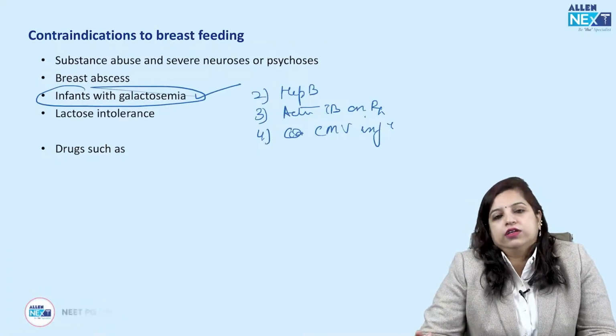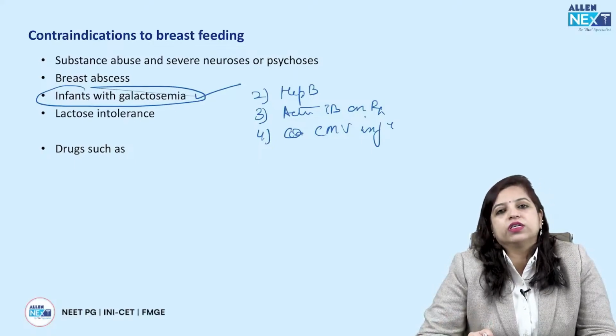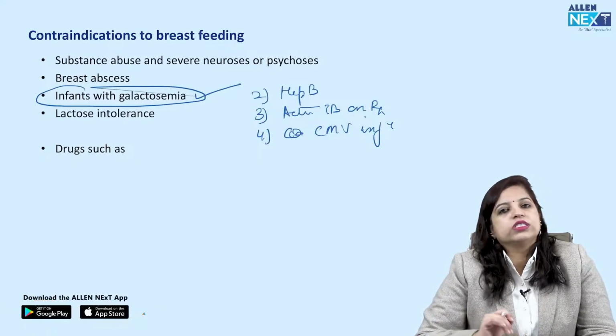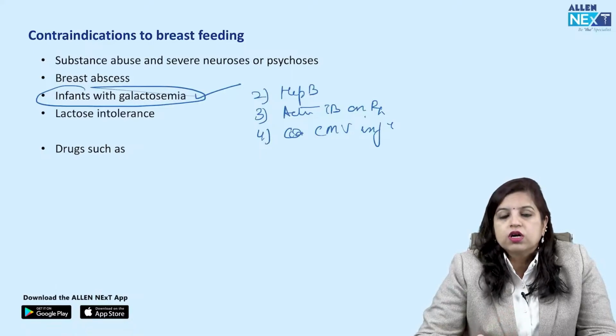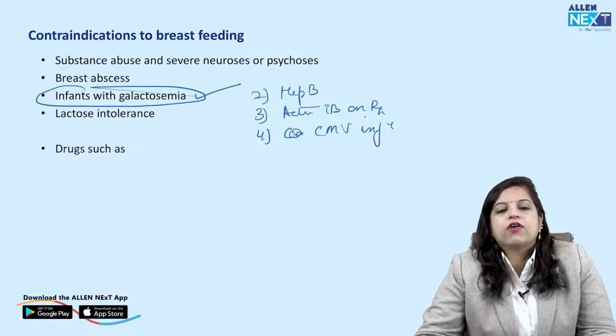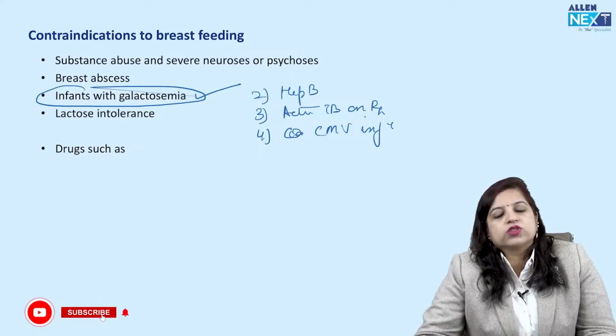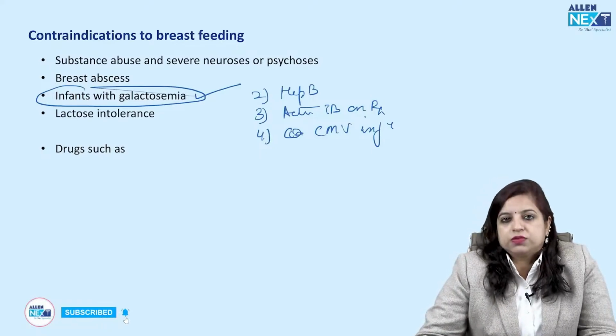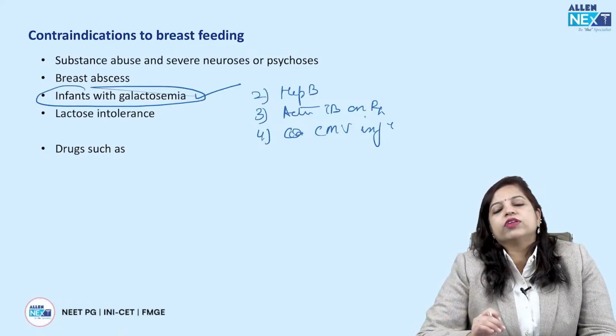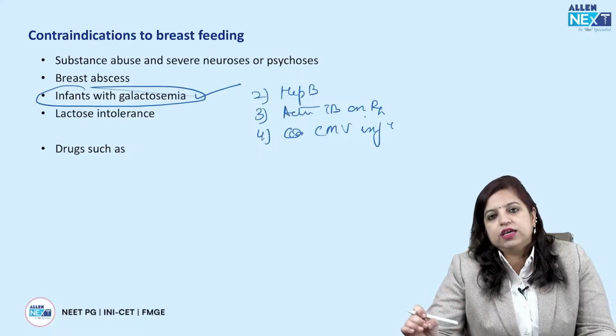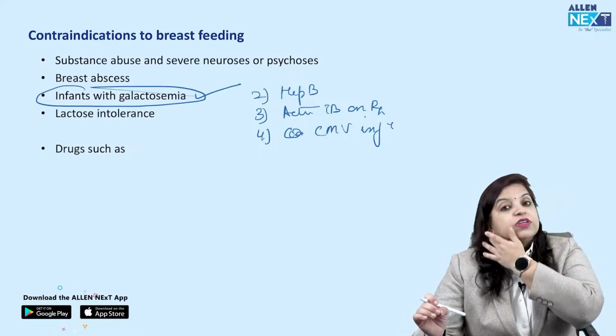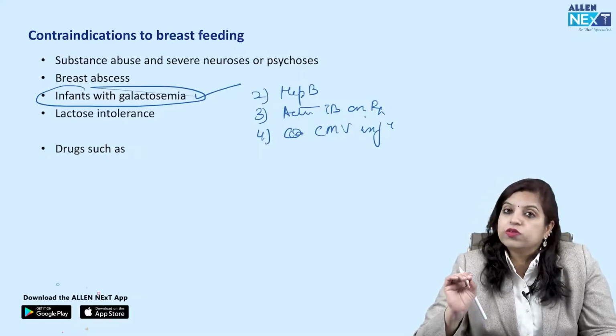This should be very clear to you. But do we stop breastfeeding in a mother who we know is CMV infected? No, we don't. Because the benefits of breastfeeding far surpass the ill effects of CMV if passed through the breast milk. So even with a known mother infected with CMV, breastfeeding is still not contraindicated. This should be very clear.